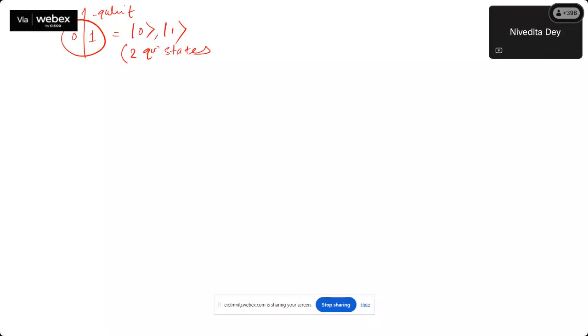Let me write quantum. So this is a pizza. Now let me again divide it in another division, a horizontal division. Then this 0 will become 00 and 01, and similarly this one will become 10 and 11. So whenever you have two qubits, just assume something like that.